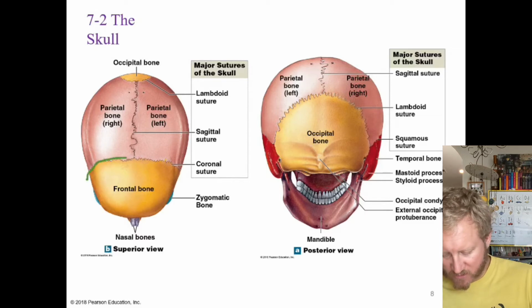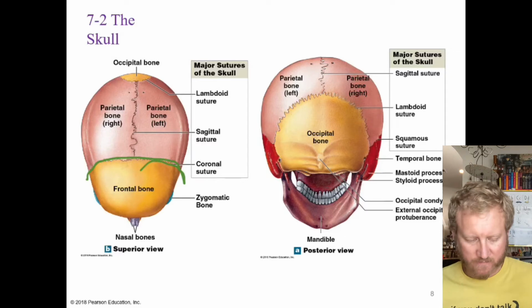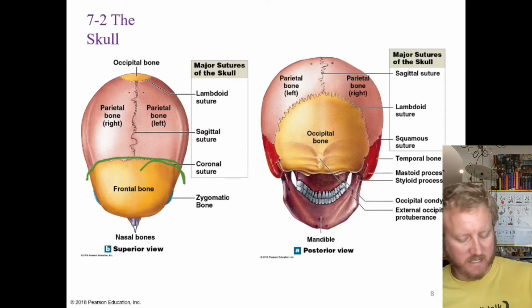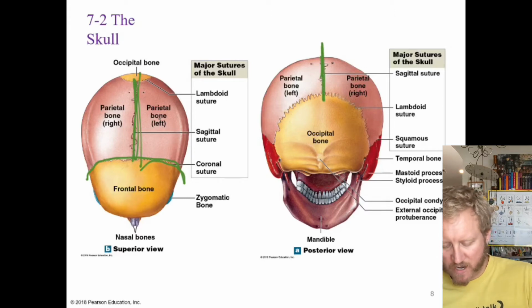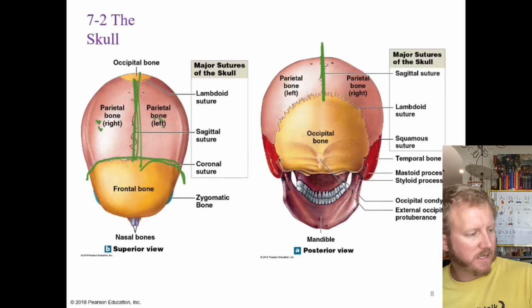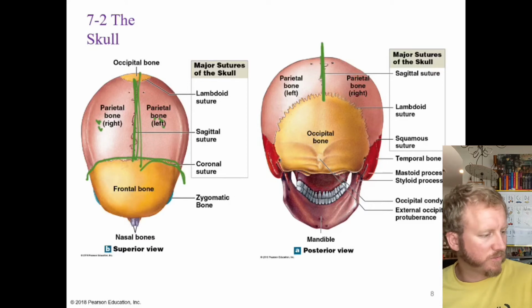bone. So it's this one right here, and it goes across like this. The third one is the sagittal suture, which is running down the middle right here. It's going to join the 2 parietal bones, left and right, and it's also going to connect the frontal bone and the occipital bone with those 2 sutures right there.